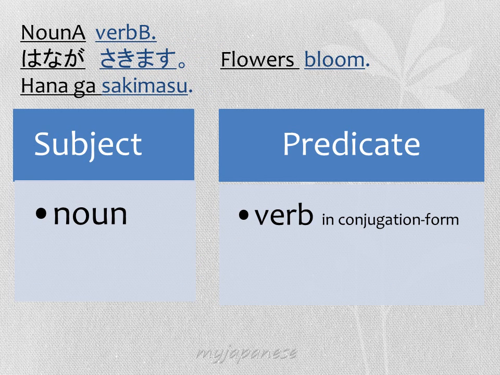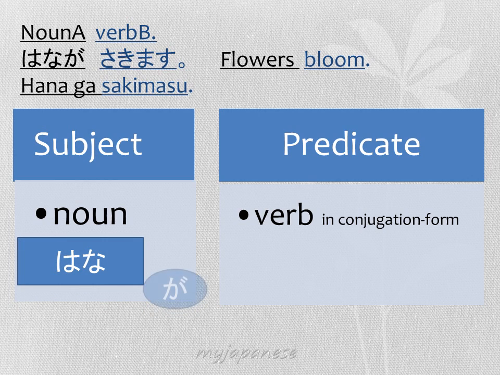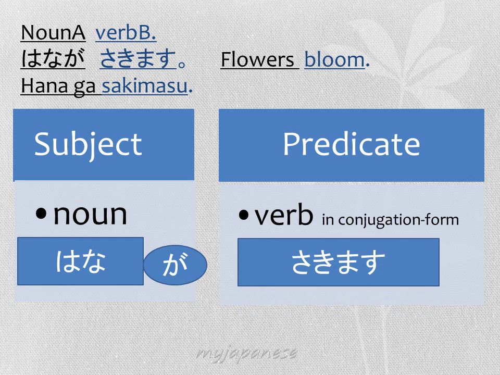Type 3. Noun plus verb. Noun A, verb B. Used to express someone or something do something. Example. 花が咲きます。Flowers bloom. 花 flowers, noun plus particle が, subject, and 咲きます, verb conjugation must form predicate. Must form indicates this sentence is present, affirmation, and polite style. Okay? These are very basic structure of Japanese sentence.